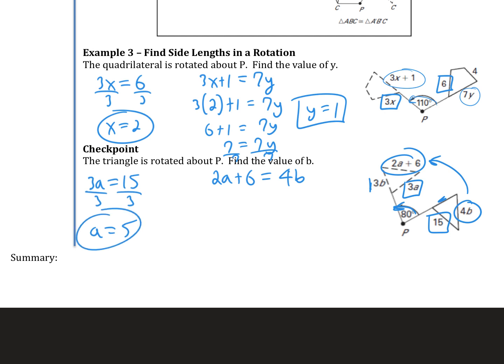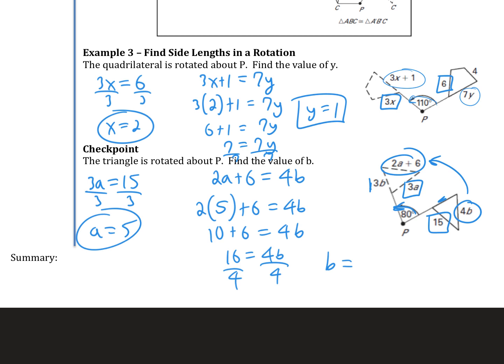Not quite. We're looking for b, so we're going to plug that in for a. 5 in for a. 2 times 5 is 10. Plus 6 equals 4b. 16 equals 4b. Divide by 4. And b is going to equal 4. And that's what we're looking for, so we're good.